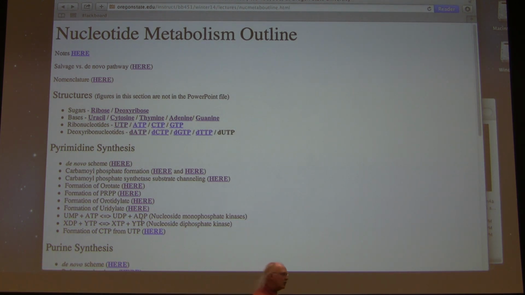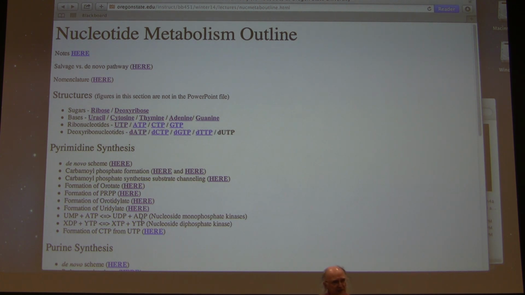Okay? Now I showed you that this particular one doesn't go backwards very much because there's not usually an awful lot of UDP sitting around freely in the cell. But when we talk about ADP, the cell sometimes has a lot of ADP sitting around. So if we had an AMP kinase and we had ADP here instead of UDP, what it means is we could take two ADPs and make an ATP and an AMP.